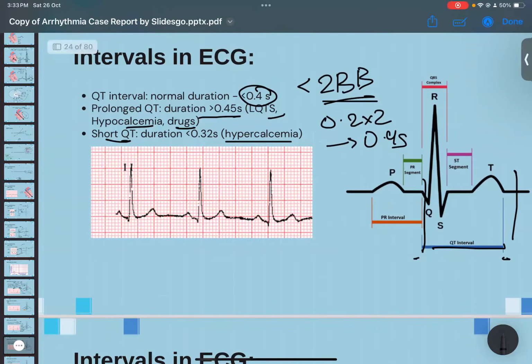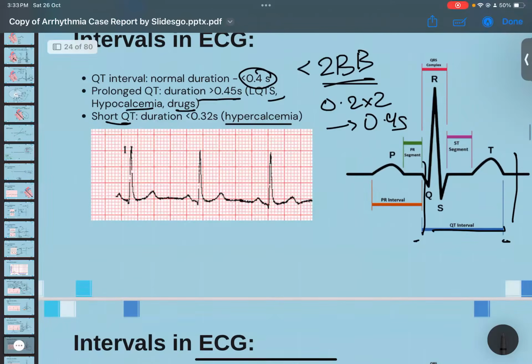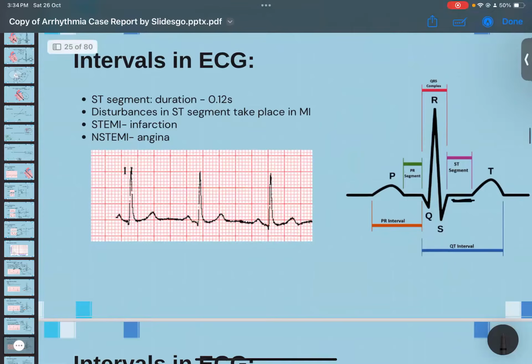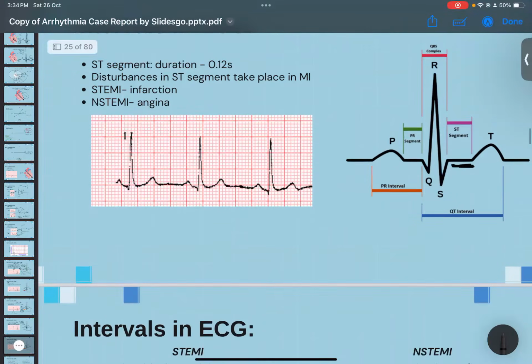So QT interval normally should be less than 2 big boxes. If it's over 2 big boxes, it's either long QT syndrome, hypocalcemia, or drugs. If it's shorter than 0.32 seconds, which is about 1.5 boxes approximately, then it's probably going to be hypercalcemia, electrolyte abnormalities. Now, the ST segment would be this particular area right here. If there are disturbances within the ST segment, this is usually happening in cases of STEMI or NSTEMI. Now, I'm going to come to them in a bit.